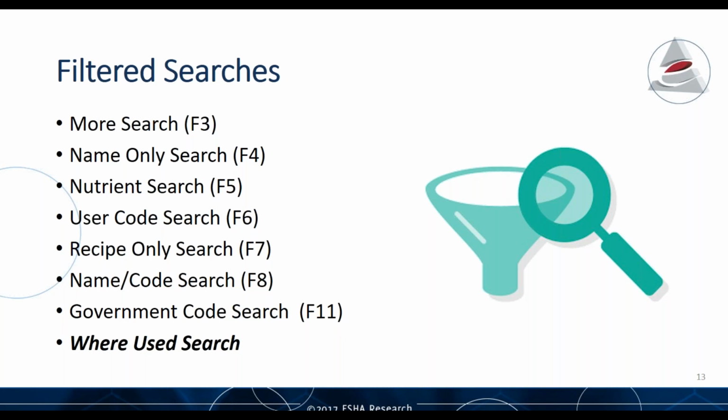F6 is the user code search. So again, any of those user codes that you've assigned to items, you can filter searches using the F6 key. The F7 searches through your recipe names. The F8 is the name and code search, and that is the default setting for searches in Genesis. So that one's not really used a lot. The F11 key will filter searches by the government code. So again, typing in a code, press F11, it will find matches to any that use a specific government code. We'll also talk about the where used search, and this is a way to find recipes that use a particular ingredient in your collection.